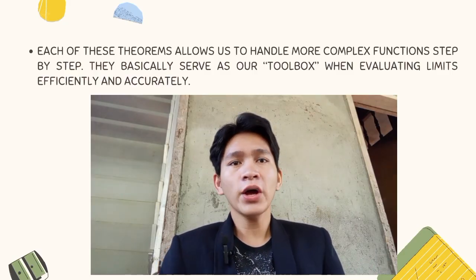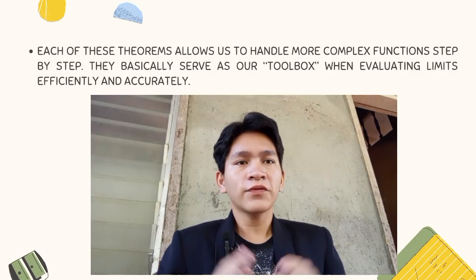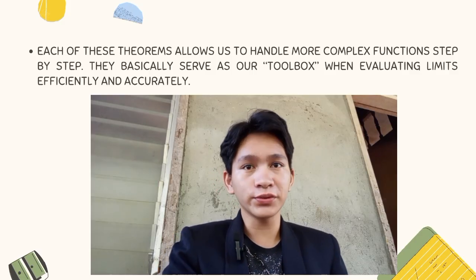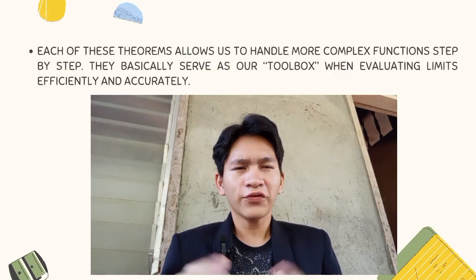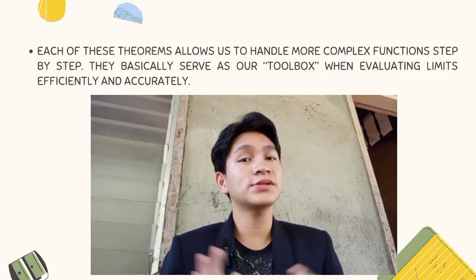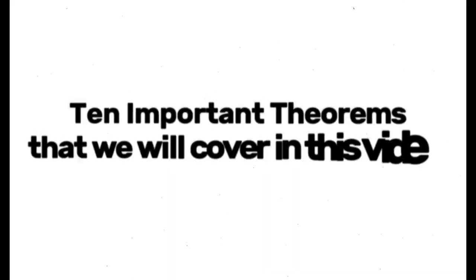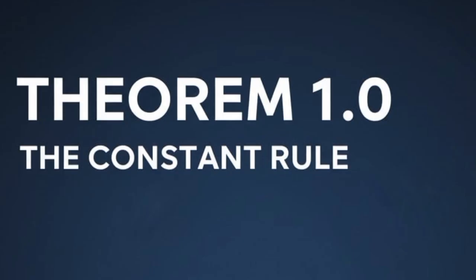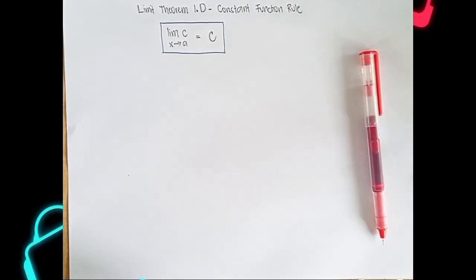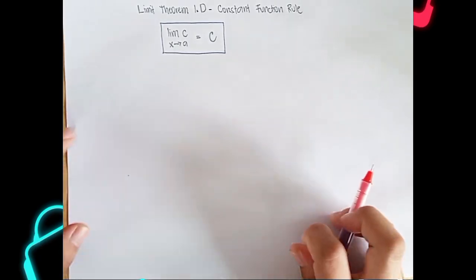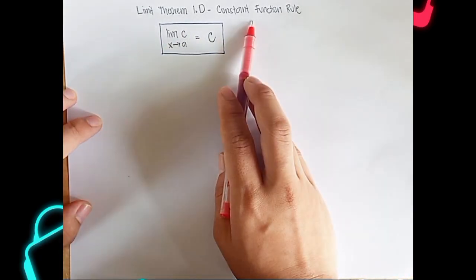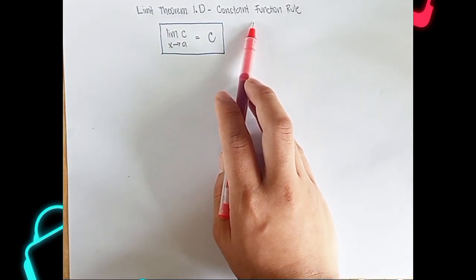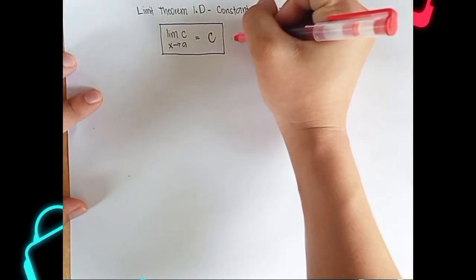In this lesson, we will go through each theorem from the constant rule up to the root rule and understand their meanings, formulas, and how we can use them in solving problems. There are 10 important theorems that we will cover in this discussion. The first one, theorem 1.0, is the constant rule theorem. The limit theorem 1.0, which is the constant function rule, tells us that the limit of a constant as x approaches a is just equal to the constant.